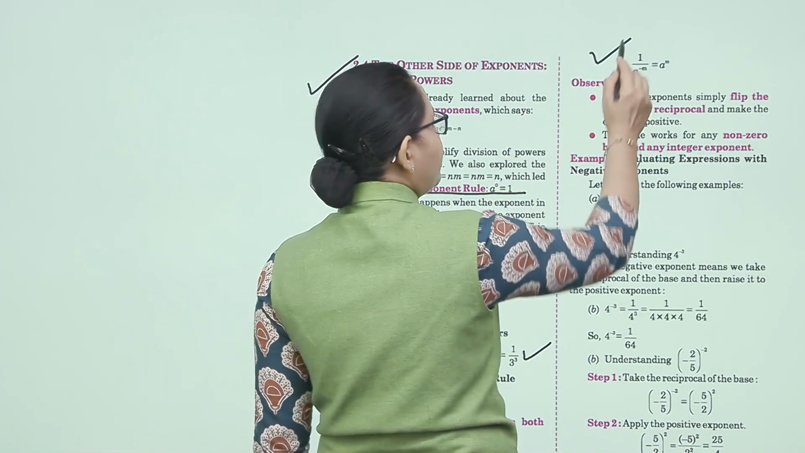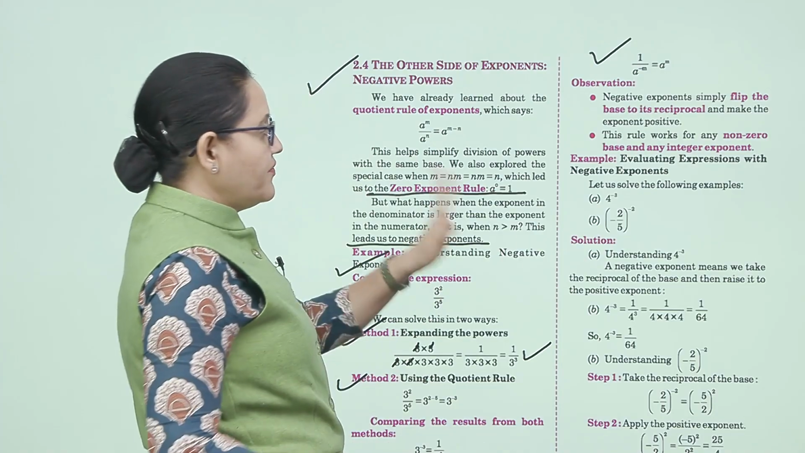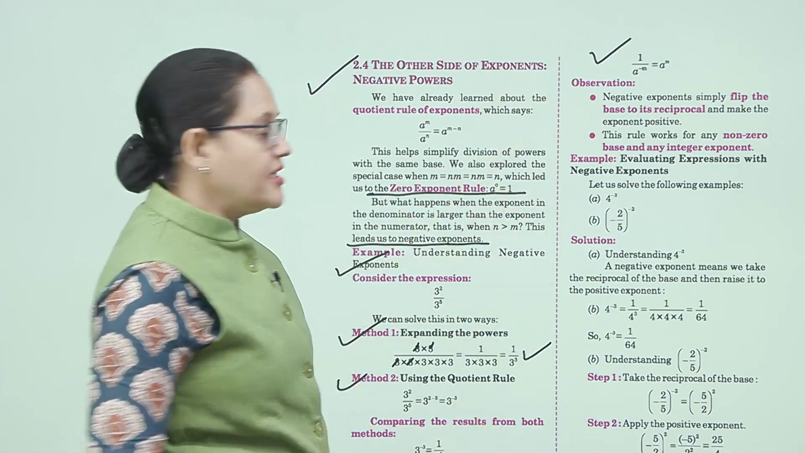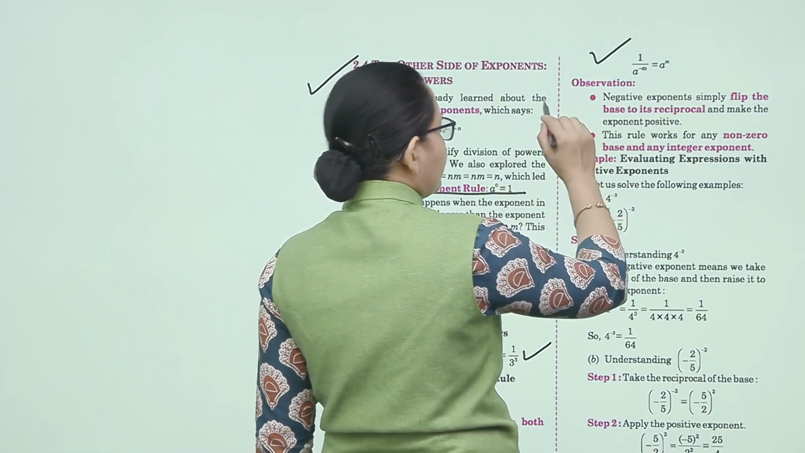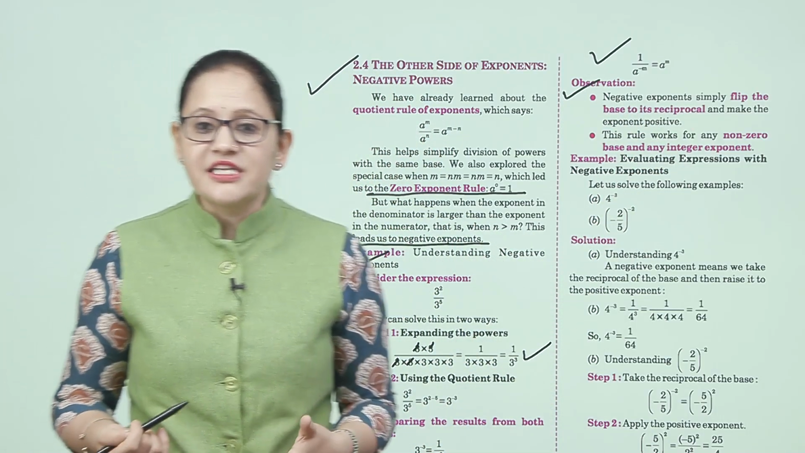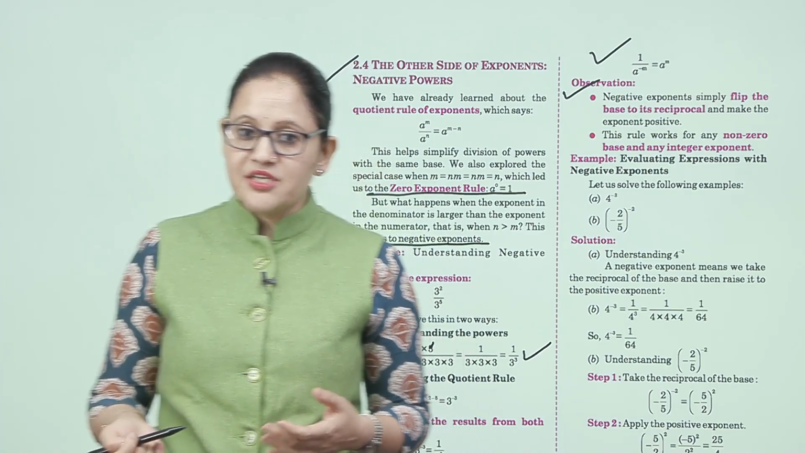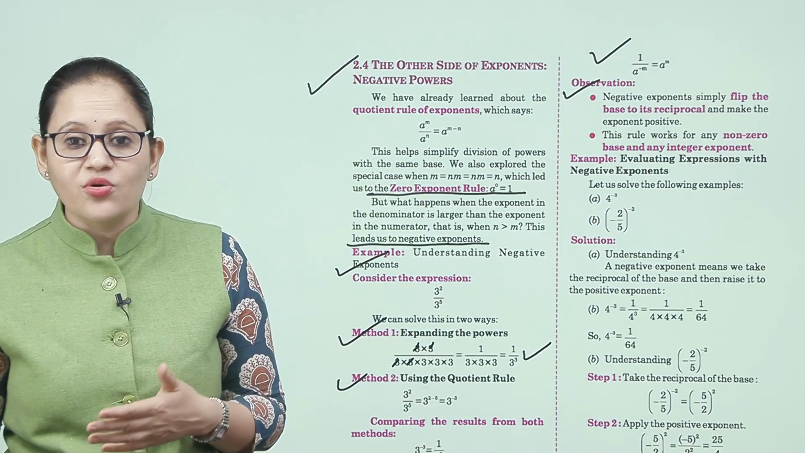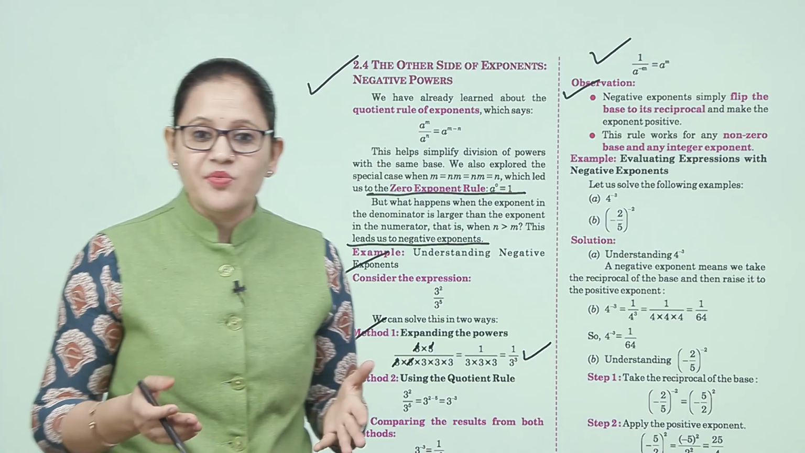One upon a to the power minus 1, so we can reciprocate it, a to the power m, and make it positive. Observation: for a negative exponent, simply flip the base to its reciprocal and make the exponent positive. This rule works for any non-zero base and any integer exponent.